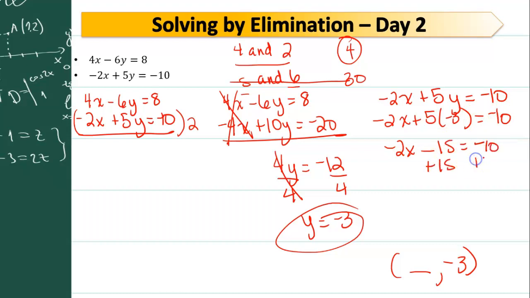We're going to add 15 to each side. So -2x equals 5. Divide both sides by -2. And so x equals -5/2. It's okay to leave that as a fraction. 5 over 2 can't be reduced. There's no reason to change that into a mixed number as if we were trying to graph or something.